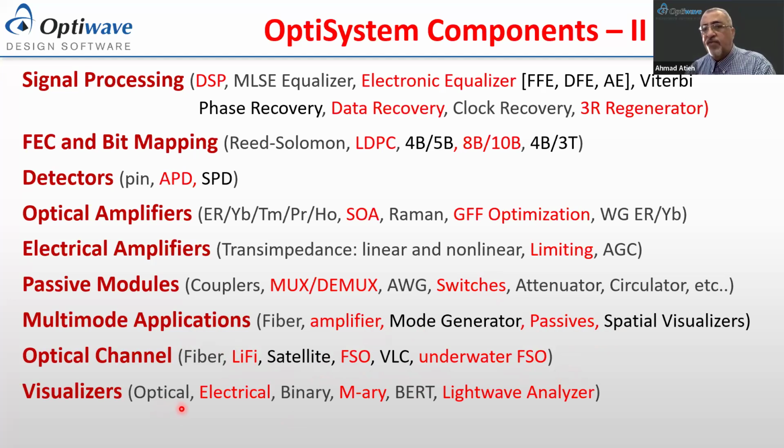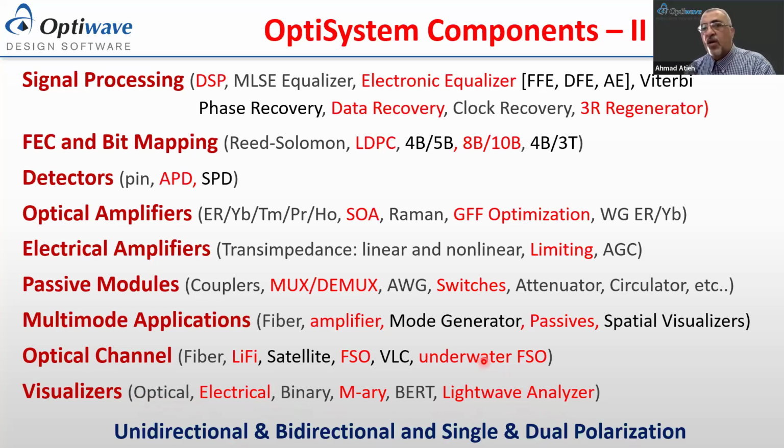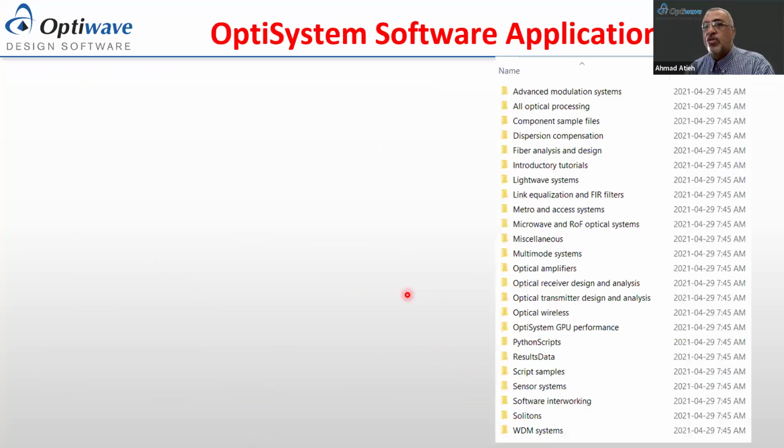And visualizers, we offer a wide range of visualizers to enable users to monitor signals in the optical domain or electrical domain, binary domain, or memory, as well as we offer test equipment like PERT, lightwave analyzers. The software of the system allows users to do the simulation in both directions, unidirection or bidirection, and also using single polarization or dual polarization. So you have a comprehensive software here to allow users to design their application.